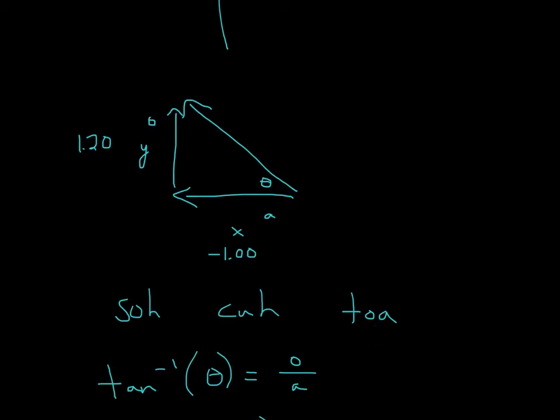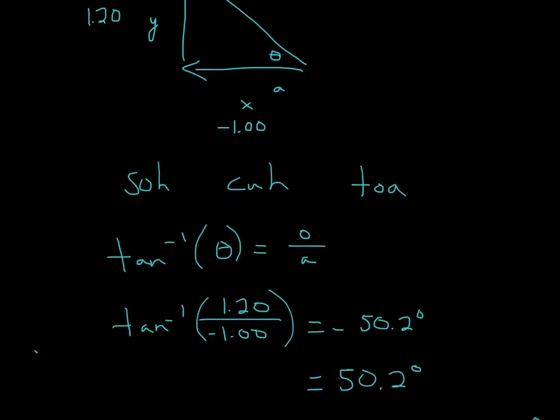And the other thing is, tangent is opposite over adjacent to find one of those. But since we have both, to find the angle, we actually have to do the inverse. So that's going to be inverse of tangent, also called arctangent. So we're going to put in the numbers. It equals opposite over adjacent. So opposite is 1.20 over adjacent, which is -1. So we do the arctangent, and that will equal -50.2. So this will become 50.2.